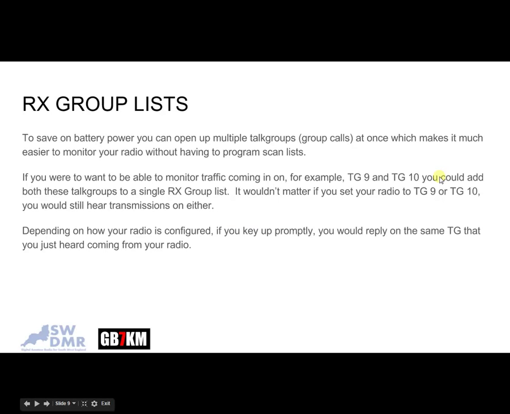Using receive list will save battery power. It allows multiple talk groups to be opened at once, which makes it much easier for you to monitor your radio without trying to use scan lists, which are unreliable and drain your battery.